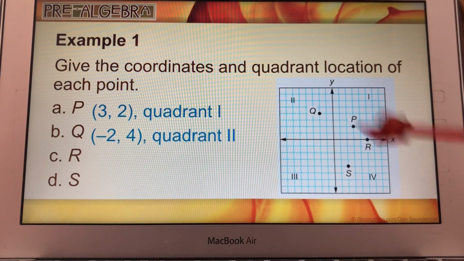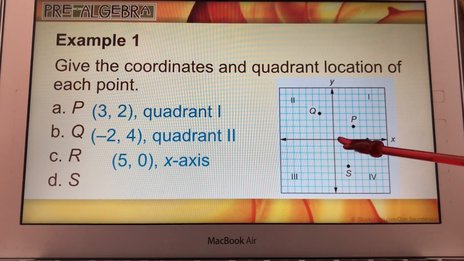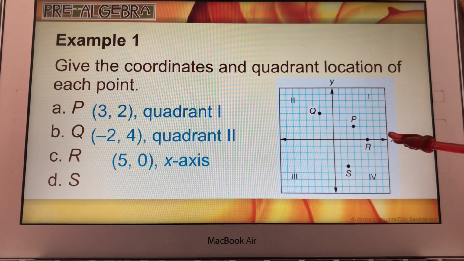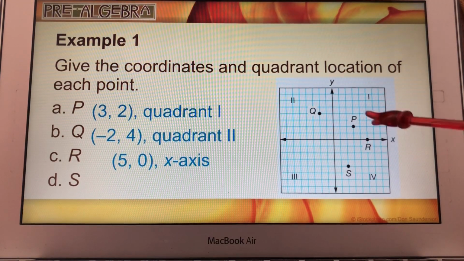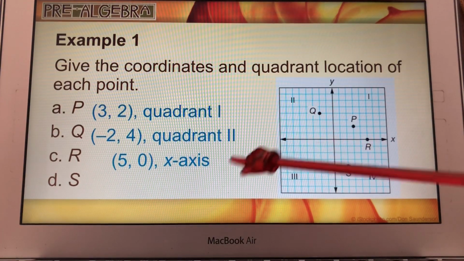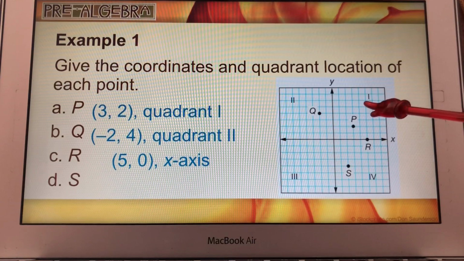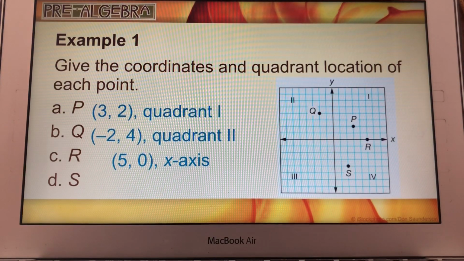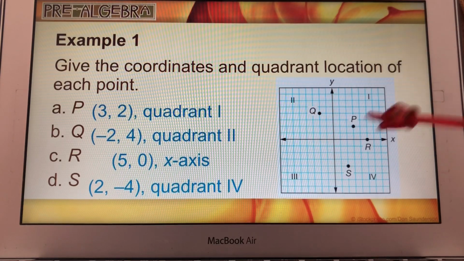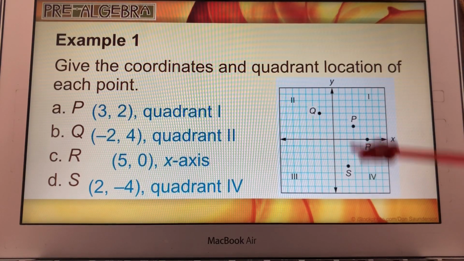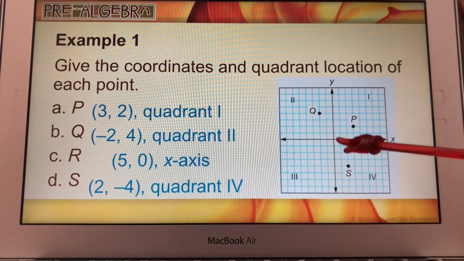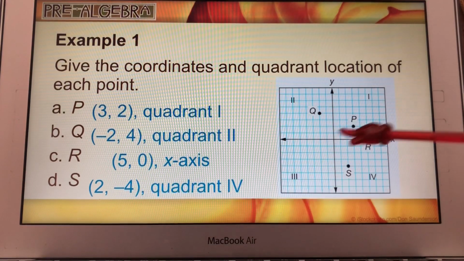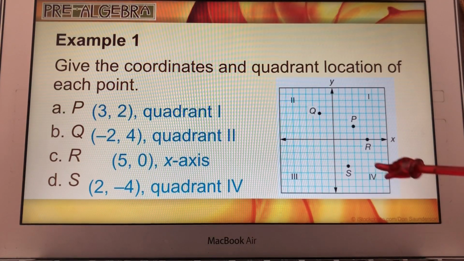R is right over here. And we count 1, 2, 3, 4, 5. But it's on the x-axis. So we say (5, 0), because the 0 is nothing. It hasn't moved up or down. And then we cannot classify this in any quadrant because it's on the x-axis. For point S here, we have 1, 2, and then 1, 2, 3, 4, negative 4. So our point is (2, -4), and we are in quadrant 4 down here.